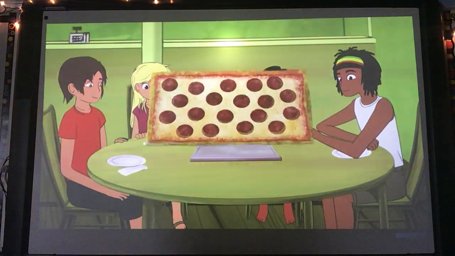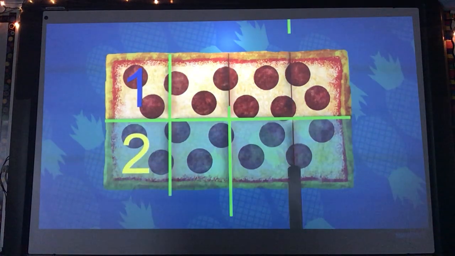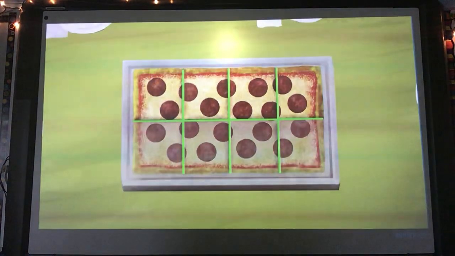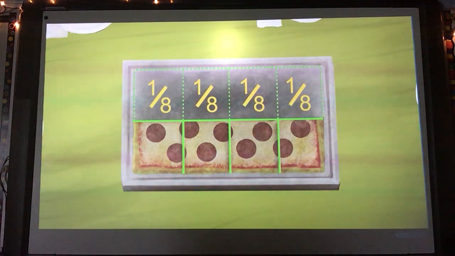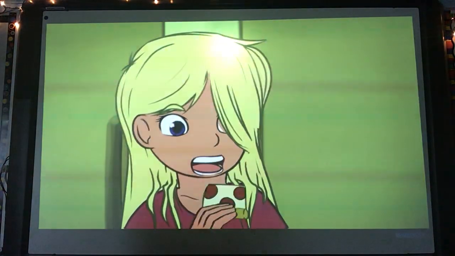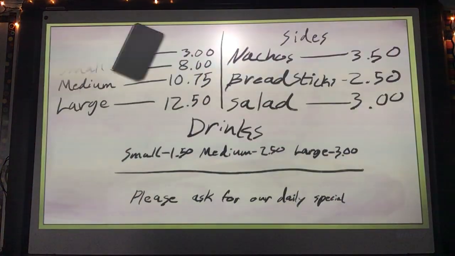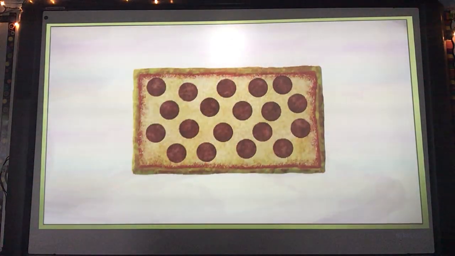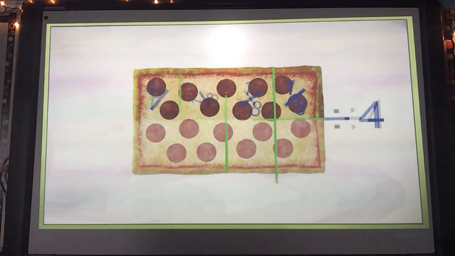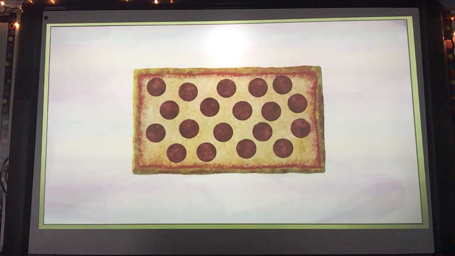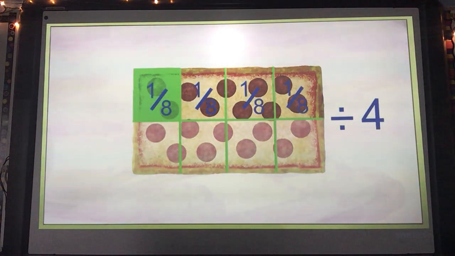Four friends sat down at a pizzeria and shared 1/2 of a pizza. 1/2 divided by 4 is 1/8. That's the amount of the pizza each of them ate. Draw one whole pizza and then the fraction. Divide it by the whole number and find the quotient.